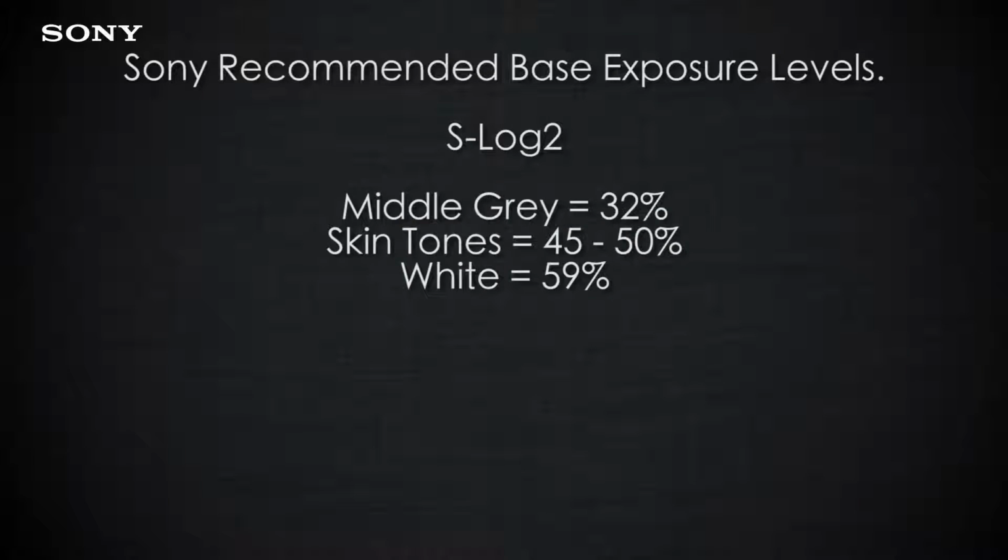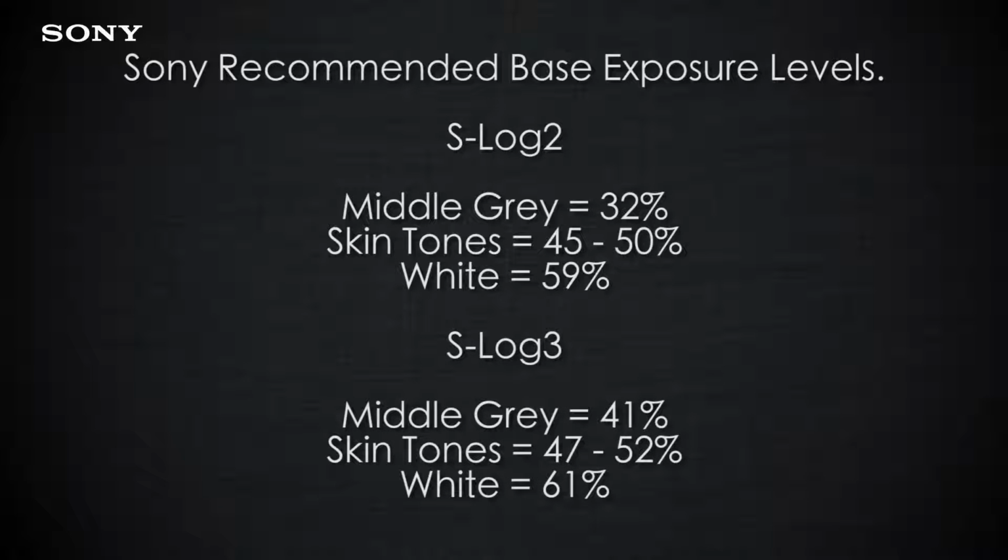When shooting with S-Log, your exposure levels are very, very different to standard gammas, so you need to be aware of those levels. For S-Log2, if you're exposing a grey card, it would be exposed at 32%, while white would be 59%. With S-Log3, that middle grey card would be 41% and white would be 61%.